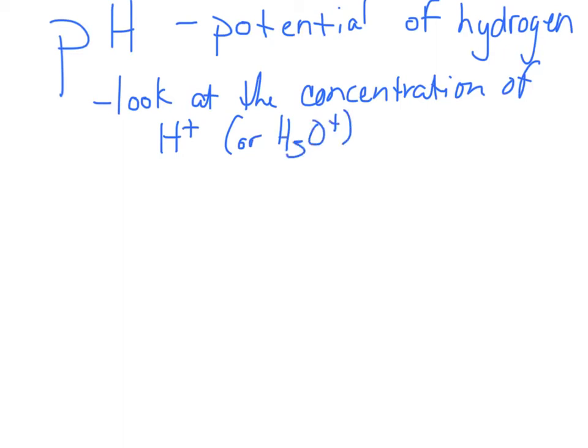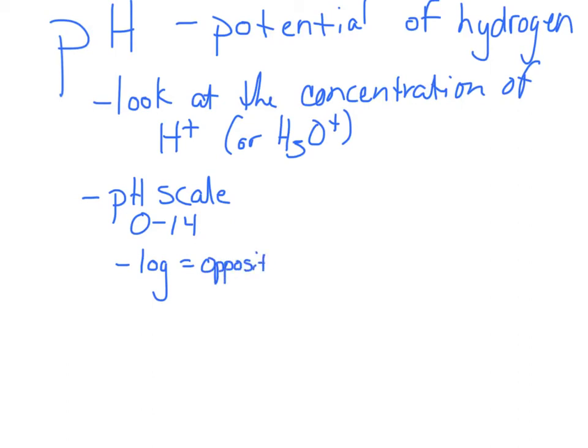All right, so we have the pH scale. And the pH scale is showing us this concentration. It's from 0 to 14, and it's based off of a negative log scale. So for our purposes, we're going to look at this and think opposite.